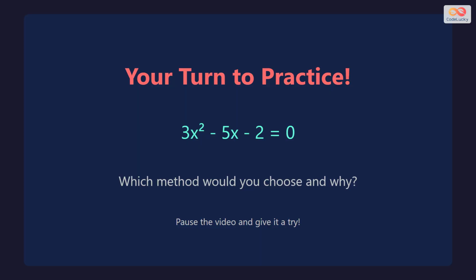Now it's your turn. Look at the equation 3x squared minus 5x minus 2 equals 0. Which method would you choose to solve it and why? Pause the video, think about the decision flowchart, and give it a shot. Remember that a value is not 1, which might make some methods more difficult than others.